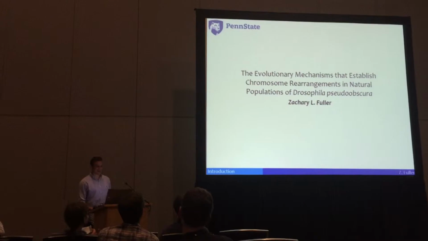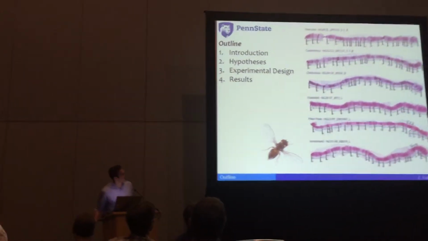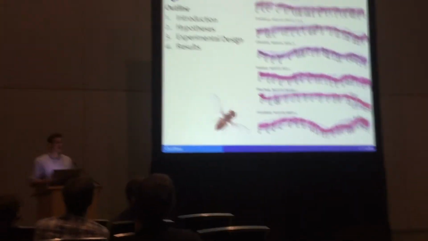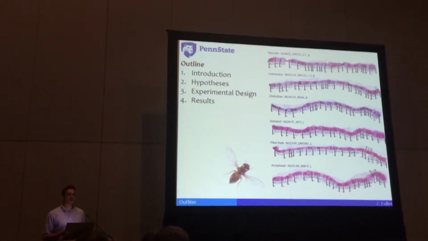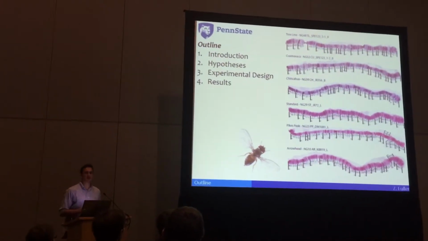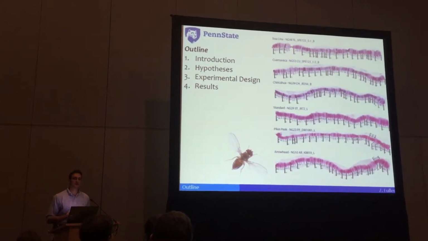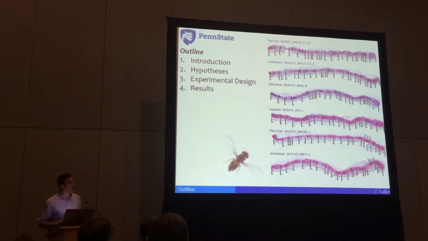There we go. Okay. So today I'm going to be talking about chromosomal rearrangements. An example of a few are pictured here. But before I do that, I'm going to give a broad introduction into the evolution of genome structure before I get into some of the specific hypotheses that we're testing with regards to chromosome rearrangements.